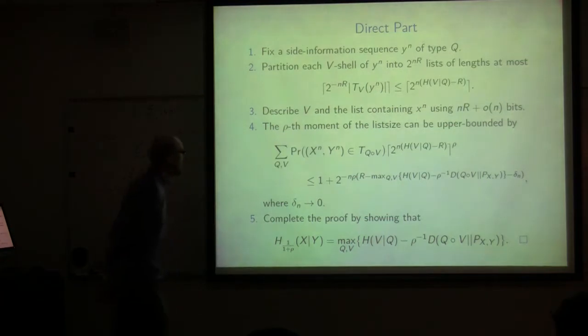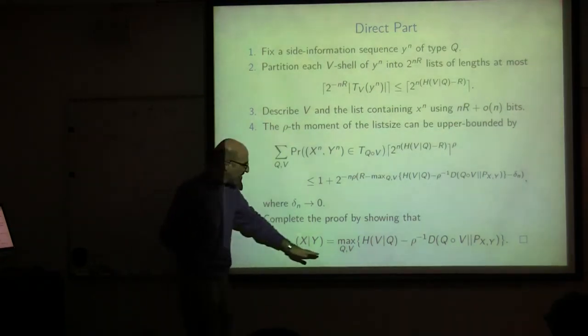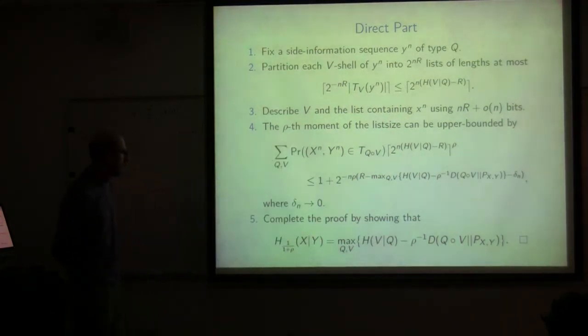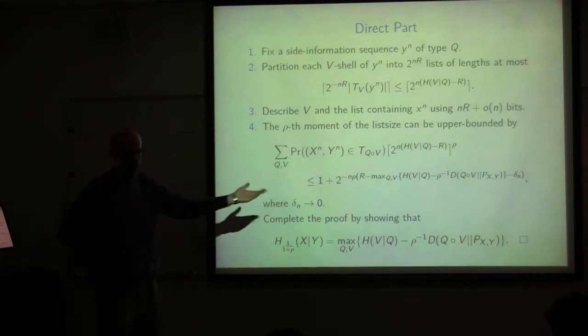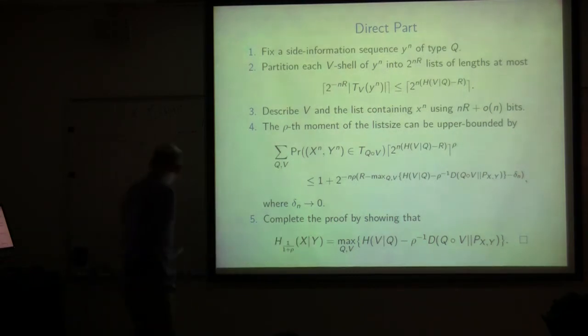So if you work it out, you get the same kind of calculation, except that you now need a slightly different variational characterization of Renyi entropy. Again, you can do it with Lagrange multipliers or some other way. So this is slightly different.